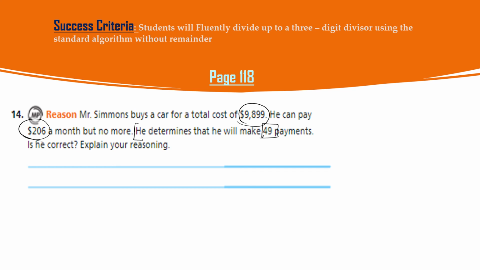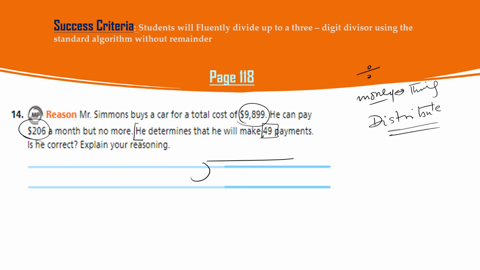Now look at this. When you have a large amount of money, or anything, and you want to distribute it among people, or distribute that amount per month or on a weekly basis, then you always divide the big number by the small number. So he has the amount of money, that is 9899, and he wants to pay $206 per month. So just divide that amount by that number.